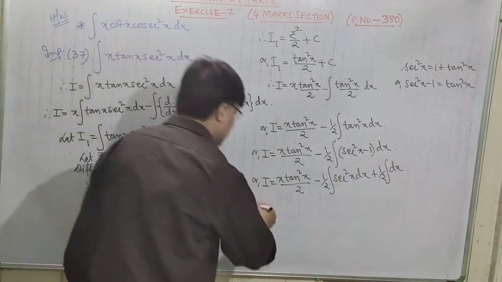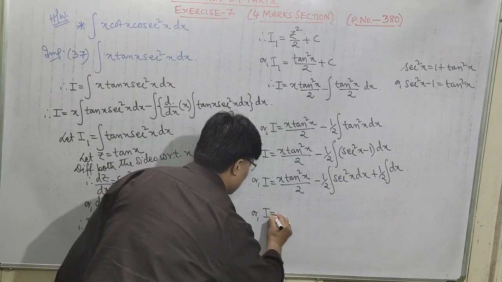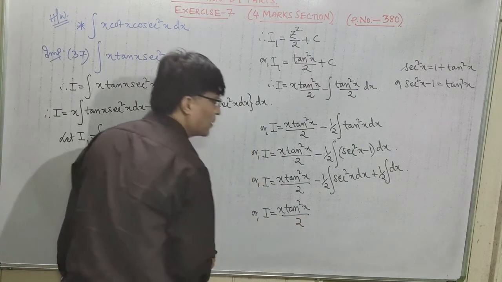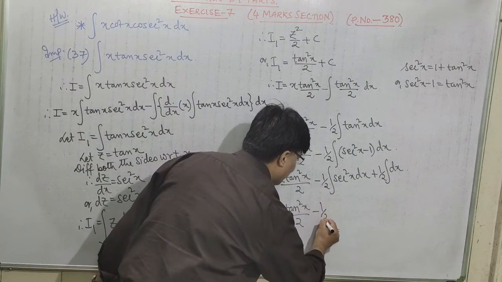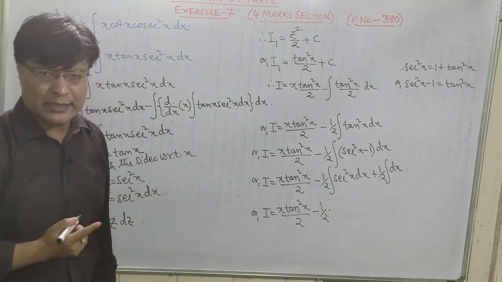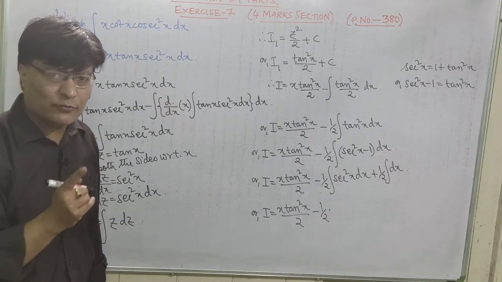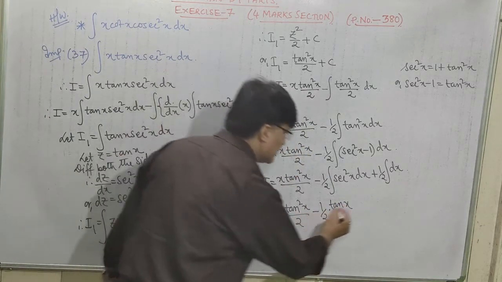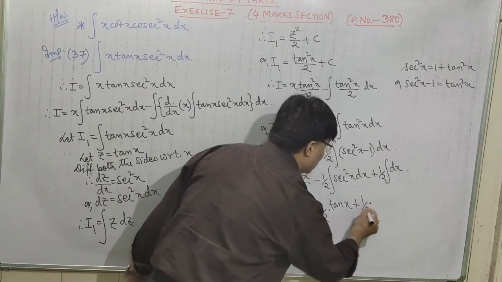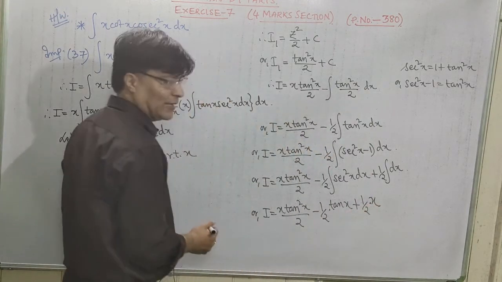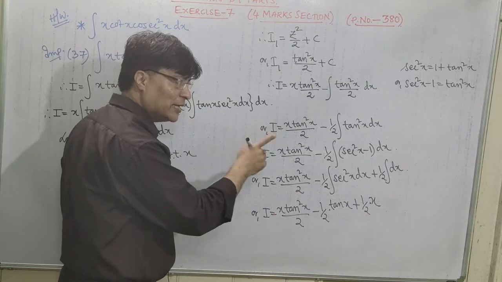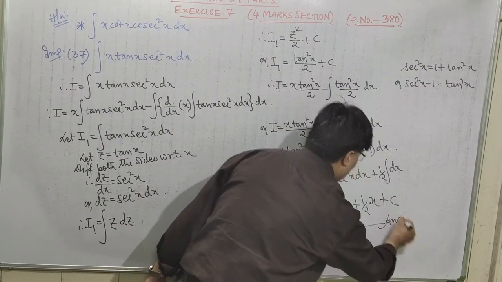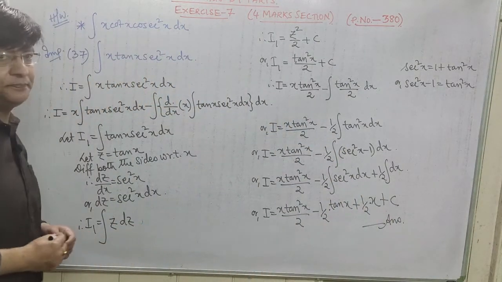Understood? So now let us evaluate this integration. I is equal to x tan square x by 2 minus half into, what is the integration of sec square x dx? Sec square x is the differentiation of which function? This is tan x, right? So plus half into the integral of dx, that is x. Then what do we write? Plus c. So this is the final answer.